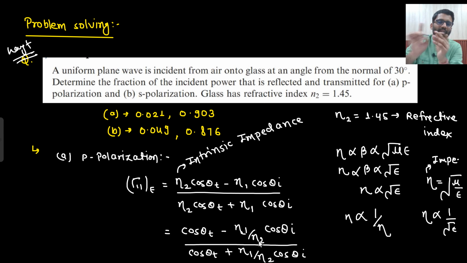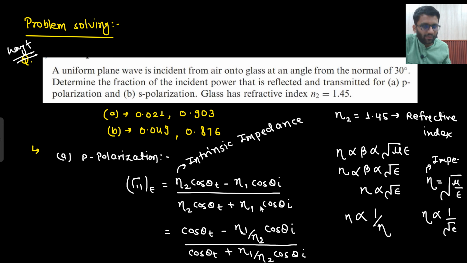I started with Snell's law. I know that my refractive index was replaced with β. That means my refractive index has to be proportional to under root epsilon. But my intrinsic impedance is inversely proportional to under root epsilon. That means refractive index and intrinsic impedance are inversely proportional to each other. So here I need the ratio only, because if I take η2 outward, then η2 will get cancelled. Here you will be left with η1 by η2 and η1 by η2.